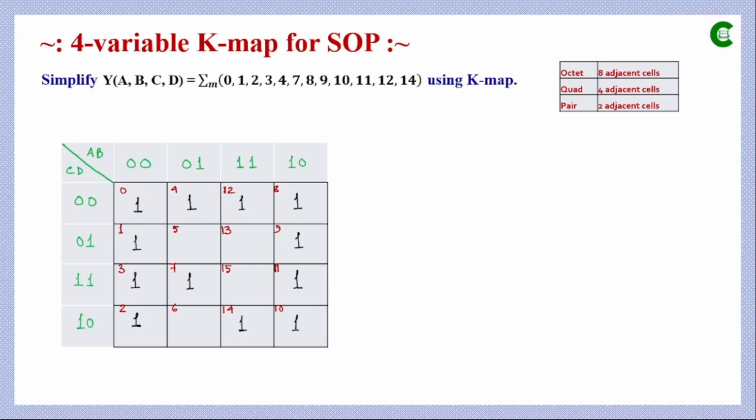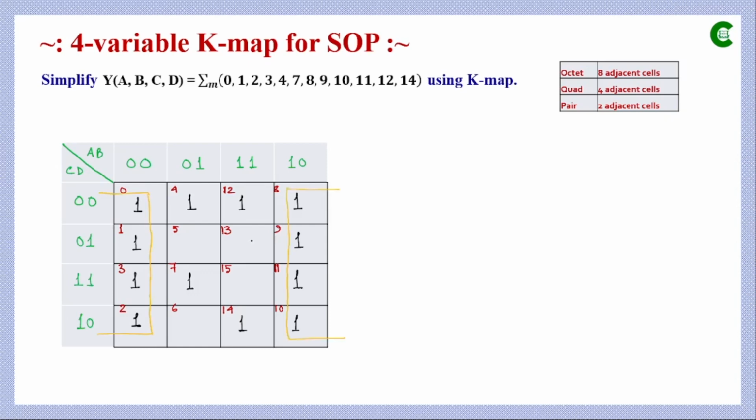As these are given in the form of minterms, those corresponding cells are filled by 1 and the remaining cells will be filled by 0, but that is not mandatory as the groupings will be based on ones only. Now first we will search for octet. As we can see, these 4 cells and these 4 cells are adjacent cells as per the definition. So these 8 cells will form an octet.